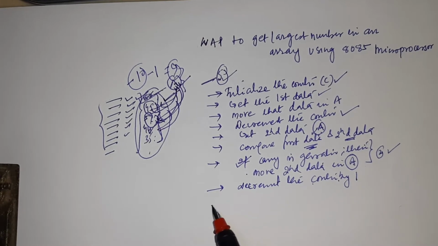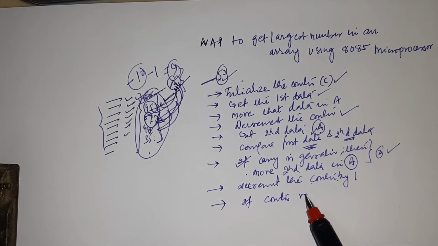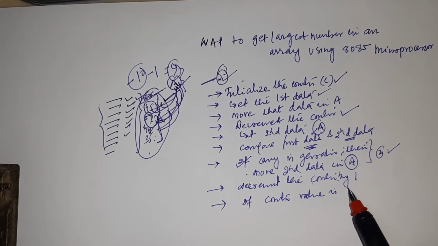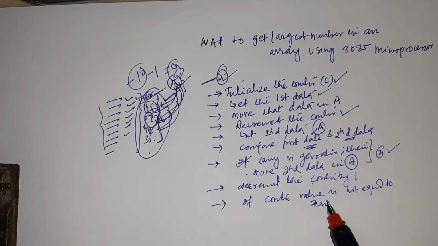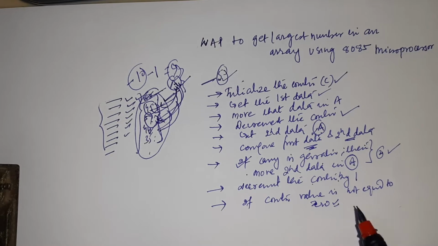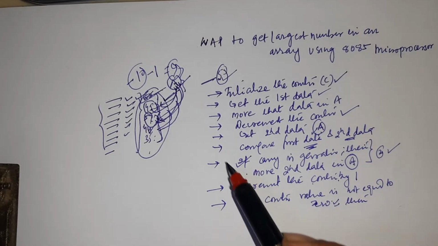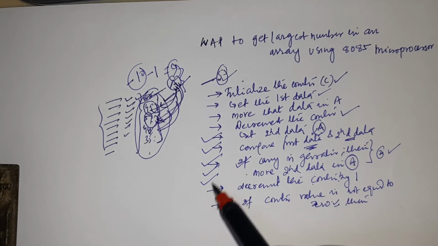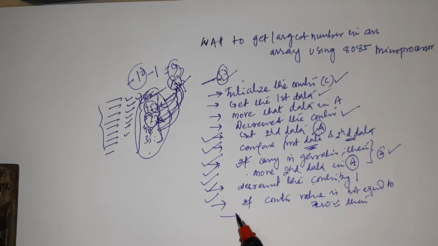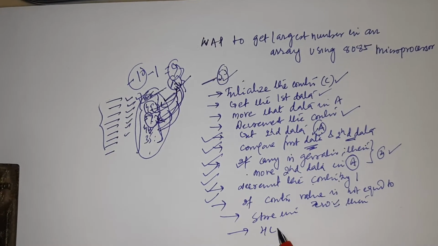Now check if the counter value is not equal to 0, then we have to compare again: get the next data and follow this process again, and then store the result and end the program. Okay, so just write the program.